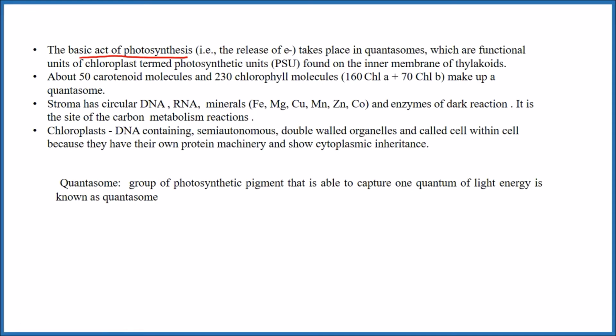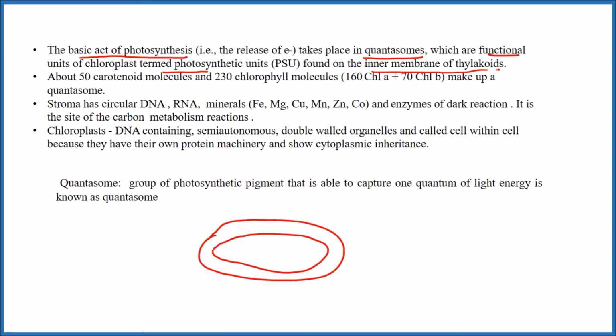The basic act of photosynthesis takes place in the quantasome. And what is quantasome? It is called the functional unit of chloroplast and it is found on the inner membrane of the thylakoid. Thylakoid is double membrane walled, and quantasome is found on the inner membrane.